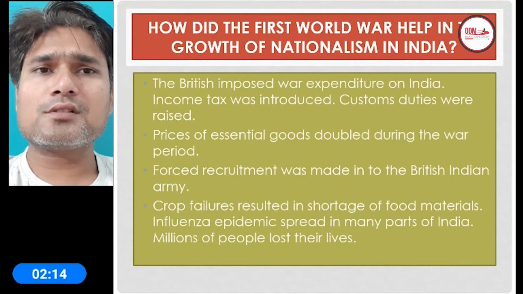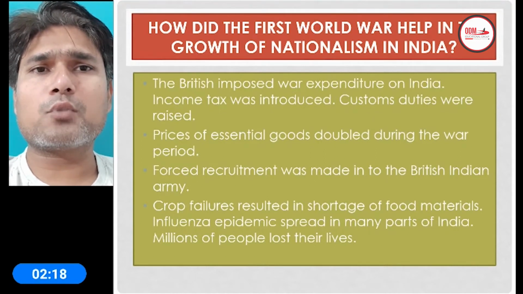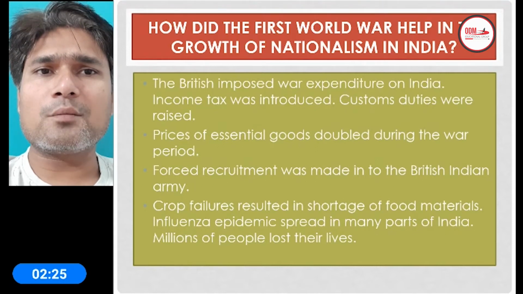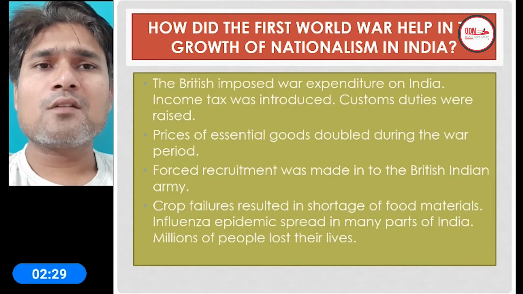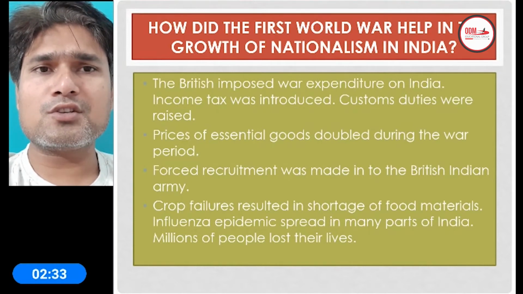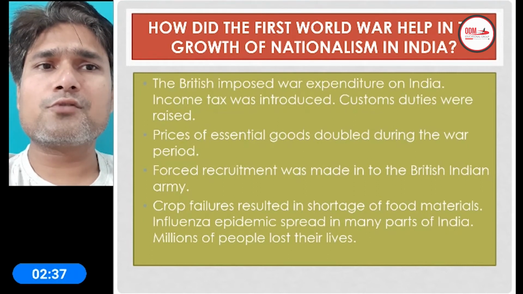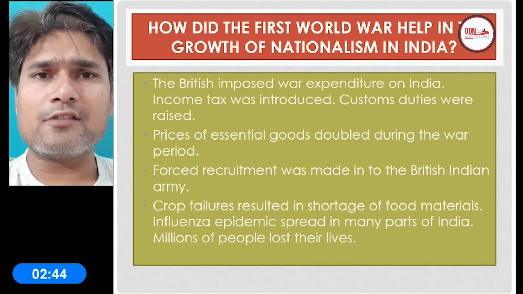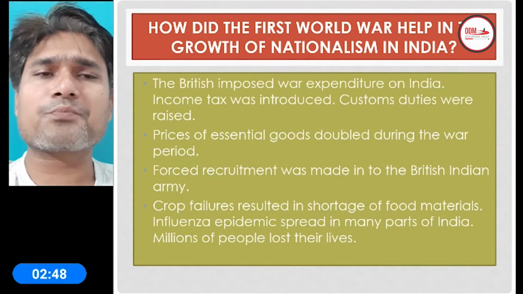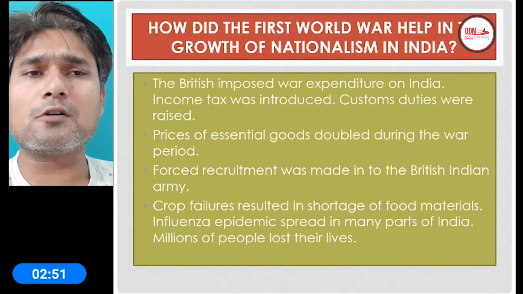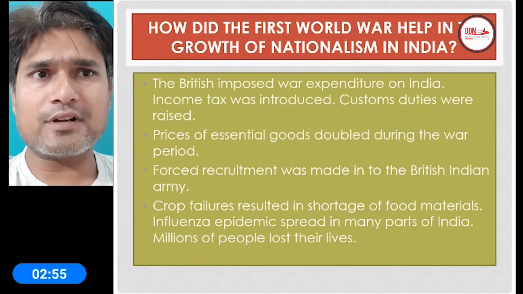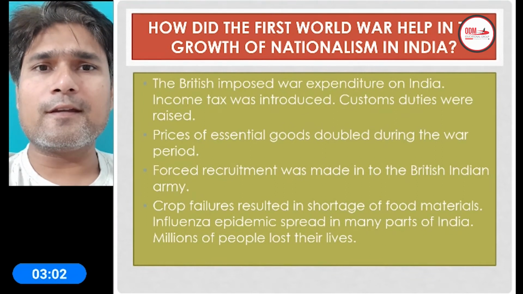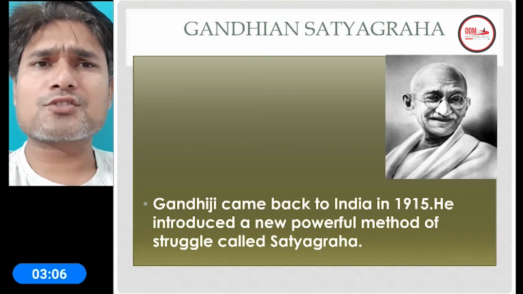Not only this, the Britishers adopted a policy called forced recruitment into the British Indian Army. So the Indians were recruited in the British Army, and it was forced by the Britishers. Crop failure resulted in the shortage of food material. Influenza epidemic spread in many parts of India. Millions of people lost their lives. These were the results of the World War, and because of that the people rose against the Britishers, and that is how the World War helped in the growth of nationalism in India.